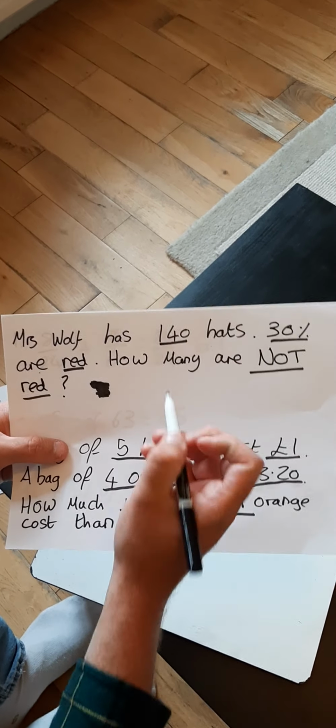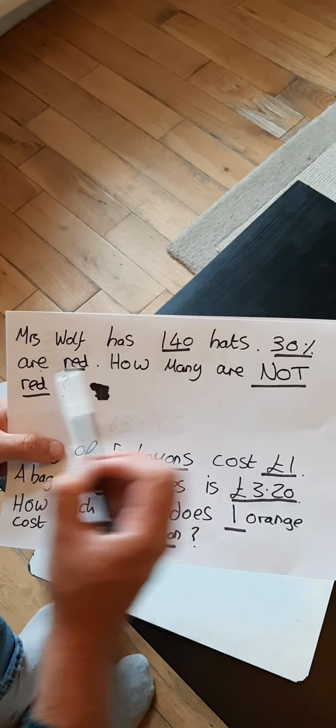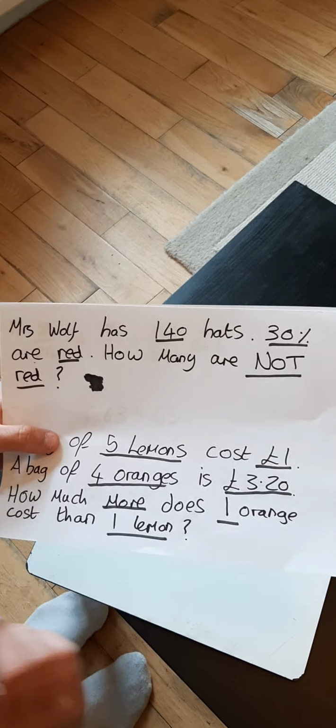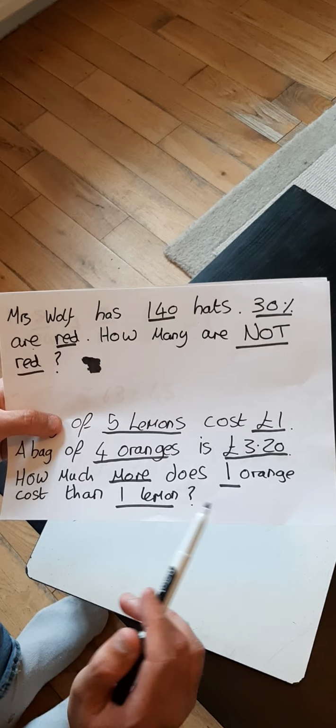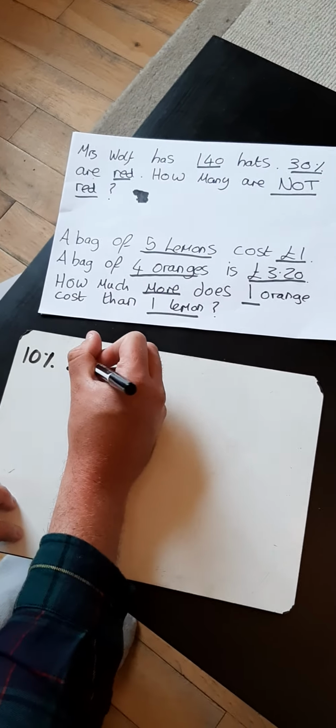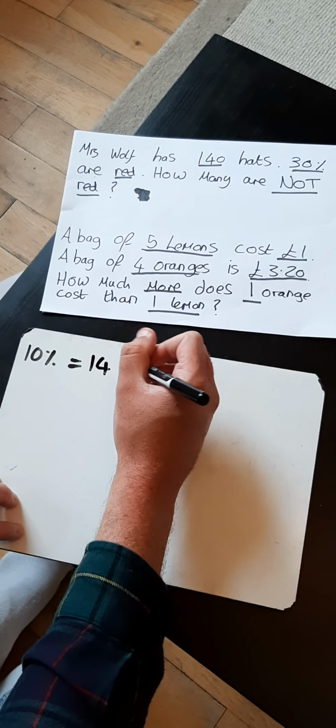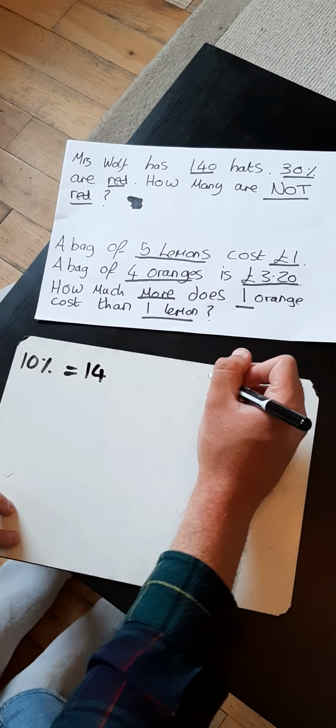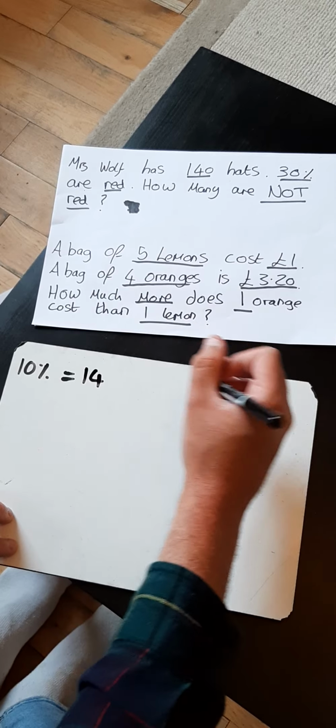So first question, Mrs. Wolf has 140 hats, 30% are red. How many are not red? Now the key thing is not red. So first I need to work out 10% of 140, which gives us 14. And I need to times 14 by 3 to get 30%.